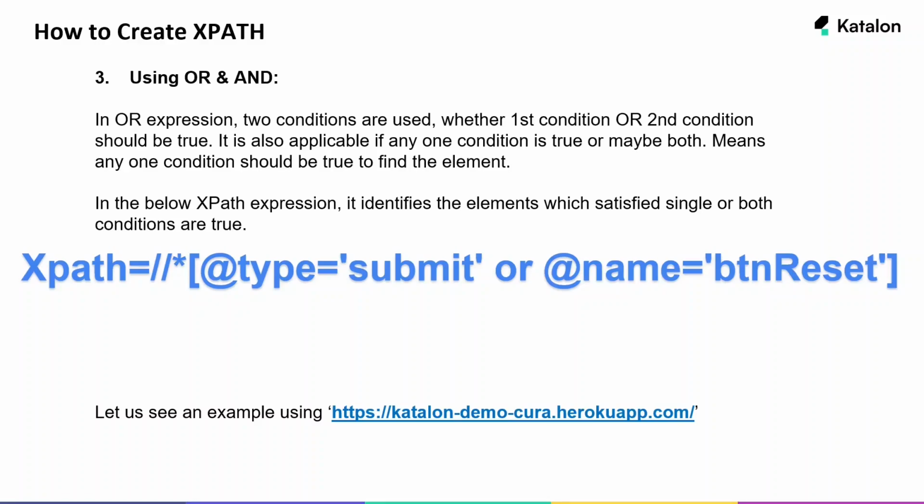So what is the syntax? Same: forward double slashes, your tag name, open square brackets, at the rate, your attribute name equal to the attribute value. That is your first attribute here, or your second attribute equal to the second attribute value. So let us see an example.